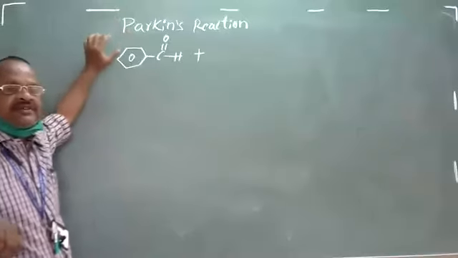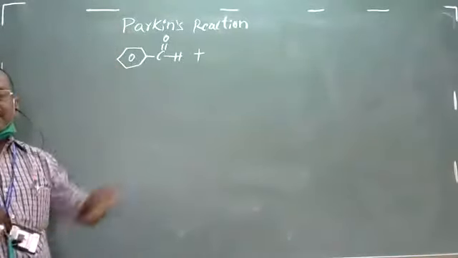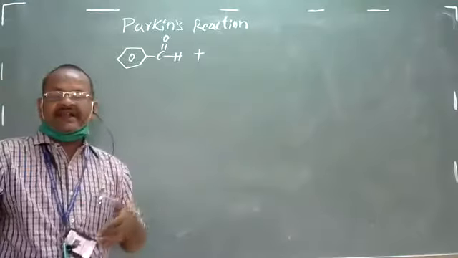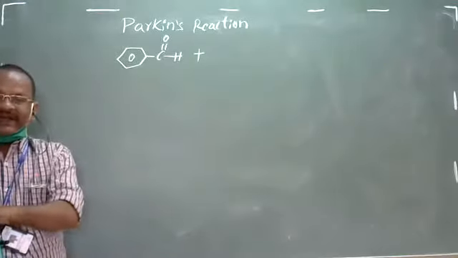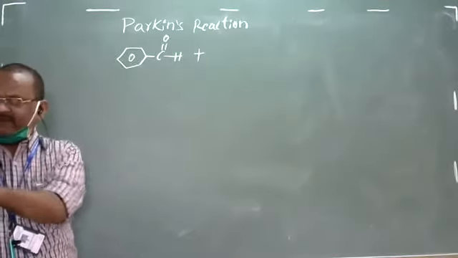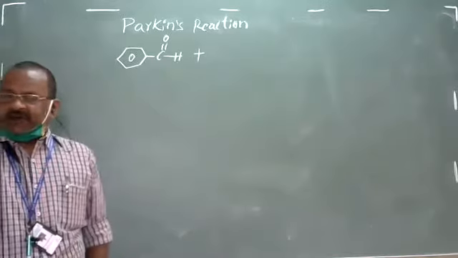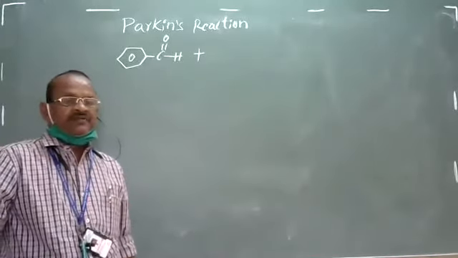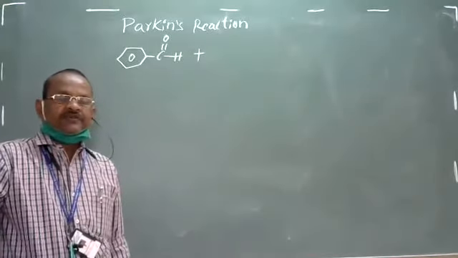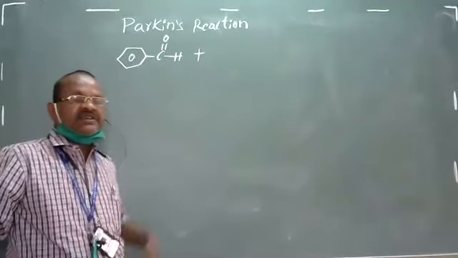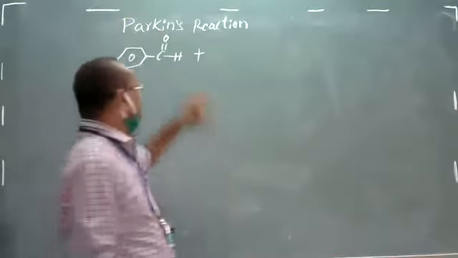Session, Perkin reaction, wherein the aromatic aldehyde, that is benzaldehyde, is going to react with the aliphatic anhydride, that is acetic anhydride of aliphatic acids, in presence of sodium salt of aliphatic acid to form alpha beta unsaturated acid. This reaction is known as Perkin reaction.